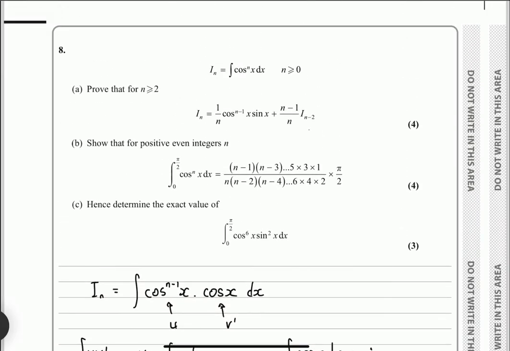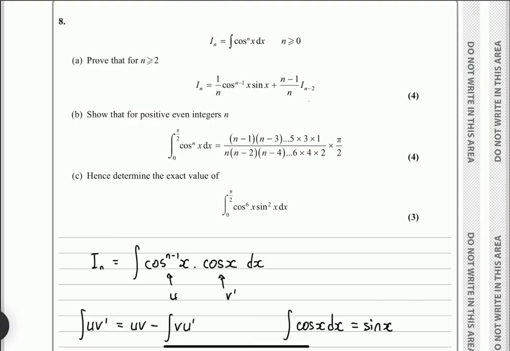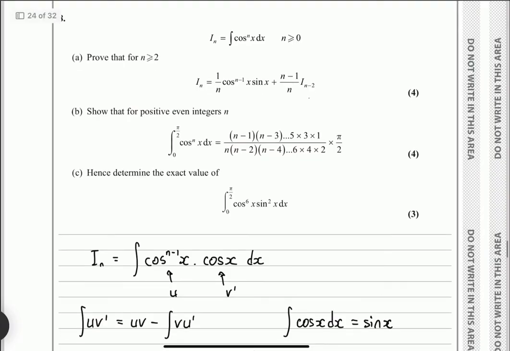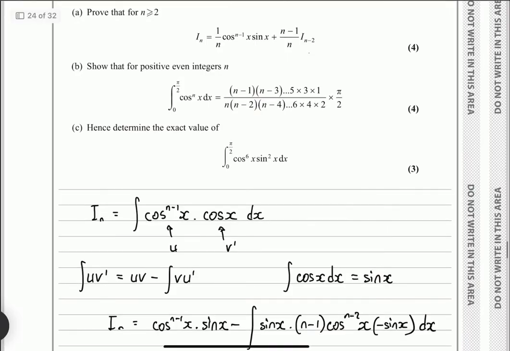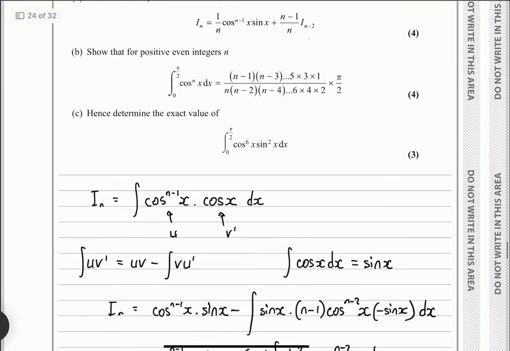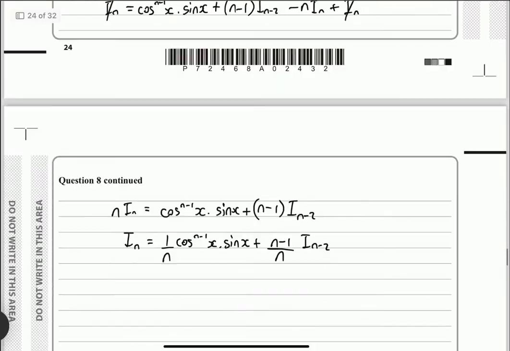Now it does. Part B, show that for positive even integers n. Why do I get the feeling I'm not going to like this question? How are we going to show this? I think let's start by just putting in some numbers. So going from 0 to pi by 2.